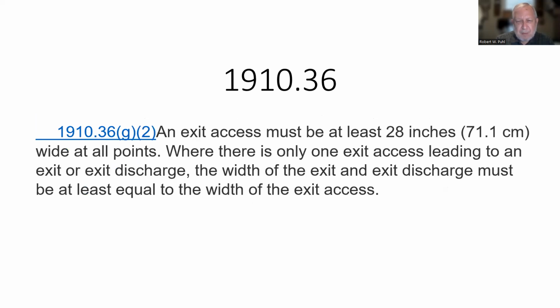An exit access must be at least 28 inches wide at all points. Where there is only one exit access leading to an exit or exit discharge, the width of the exit and exit discharge must be at least equal to the width of the exit access. So if there's only one exit access, then the widths of the exit and exit discharge must be at least equal to the width of the exit access. You don't want to have bottlenecks.